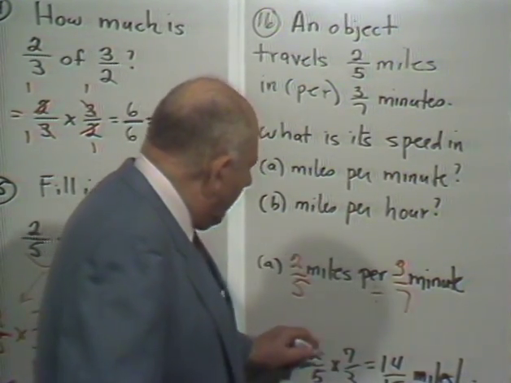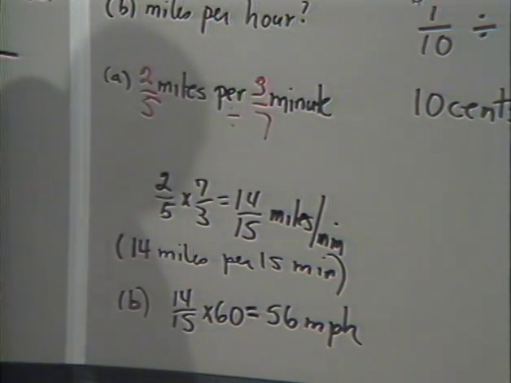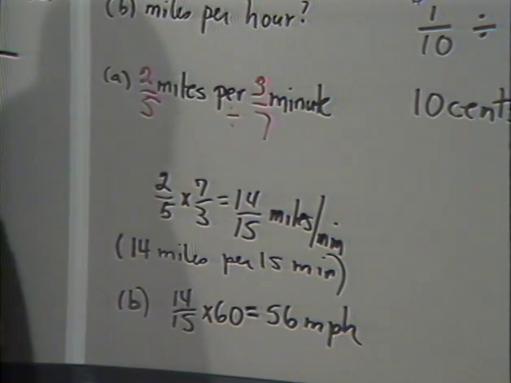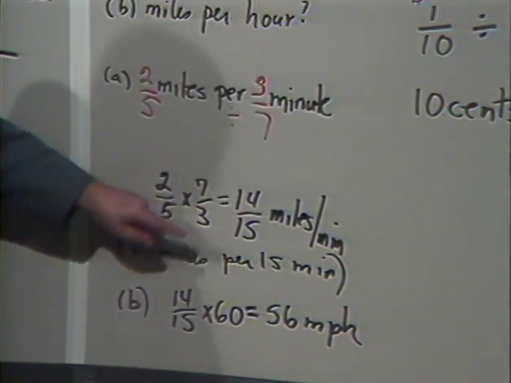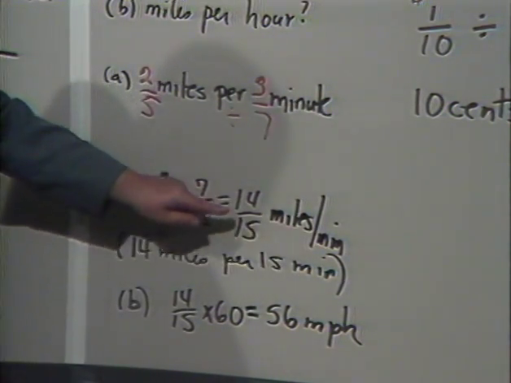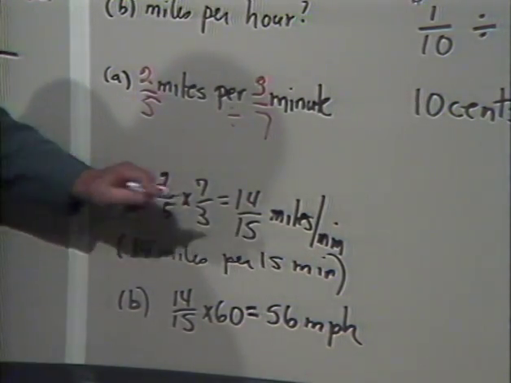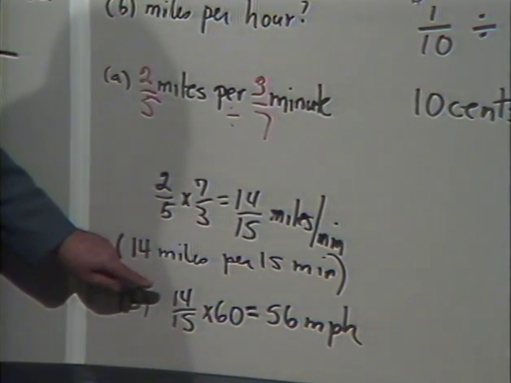We leave the 2/5 alone, change the division to a times sign, invert the 3/7 to get 7/3. The object went 14/15 of a mile per minute. And if that bothers you, watch the language again. This sounds like a fraction problem, but 14/15 of a mile per minute is the same as what? 14 miles per 15 minutes. Do you notice the psychological effect here?